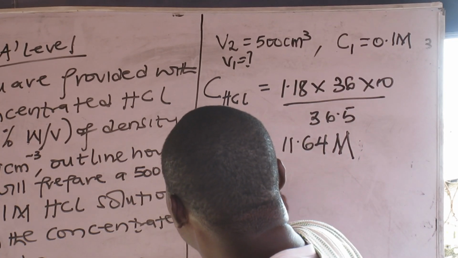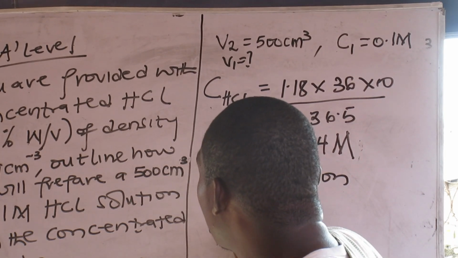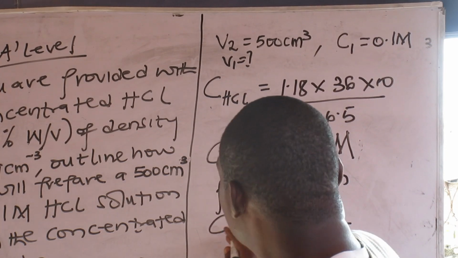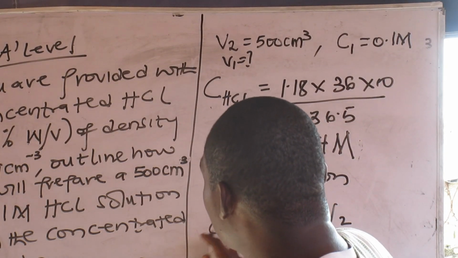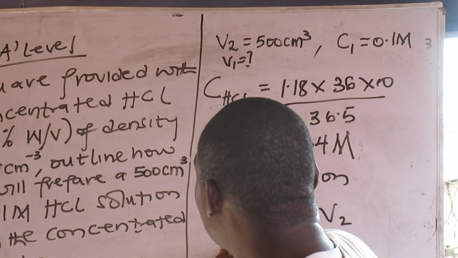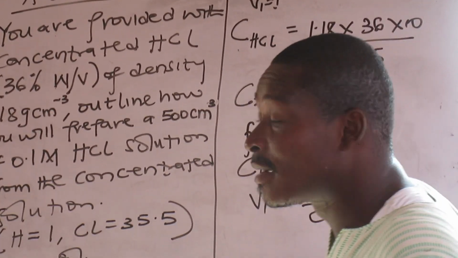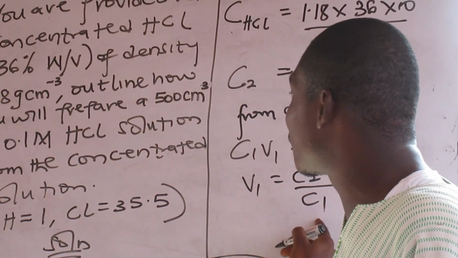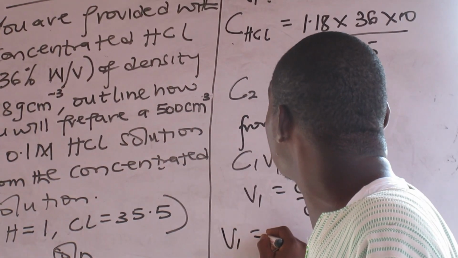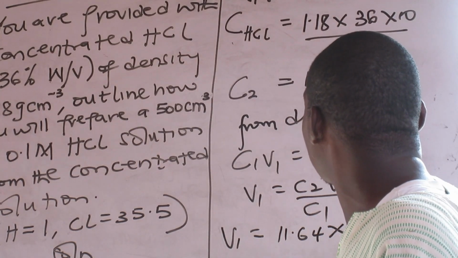Now, from the dilution formula, we have C1V1 equals C2V2. So V1 is C2V2 over C1. I'm looking for V1. That is what I will measure to get this. Are you okay? Now, what is C2? 11.64. What is V2? 500, right?